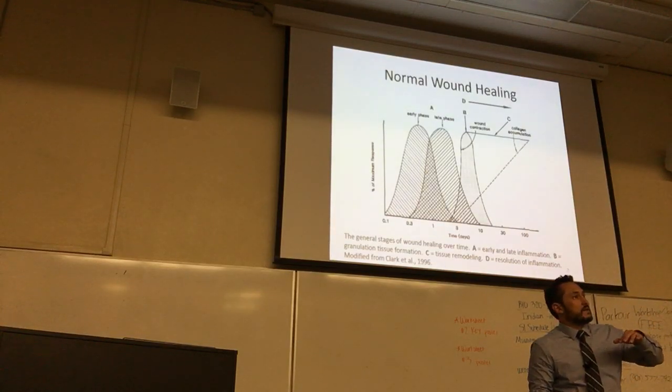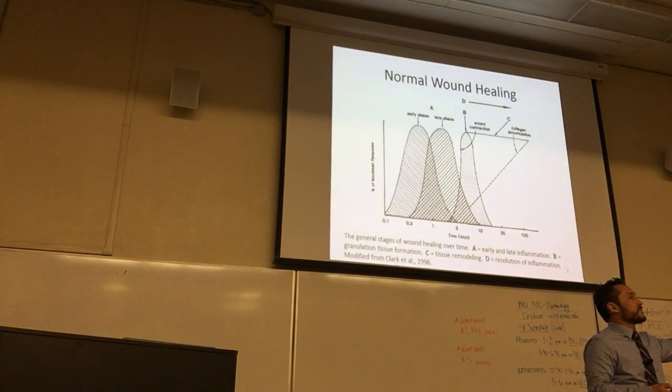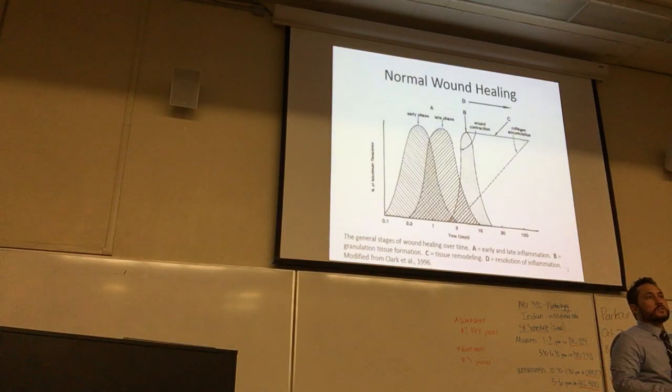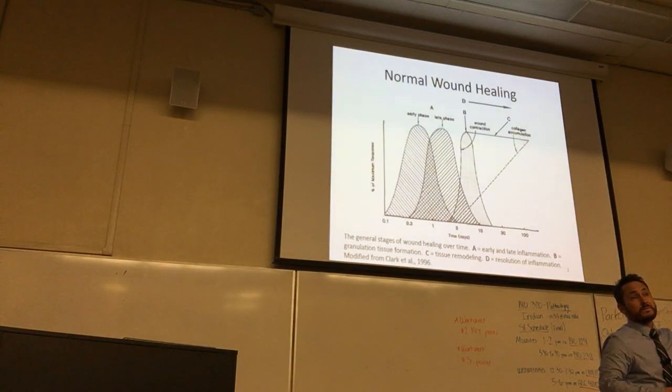Now, if that second phase of inflammation starts to become early chronic phase, what are some cell types you might see?